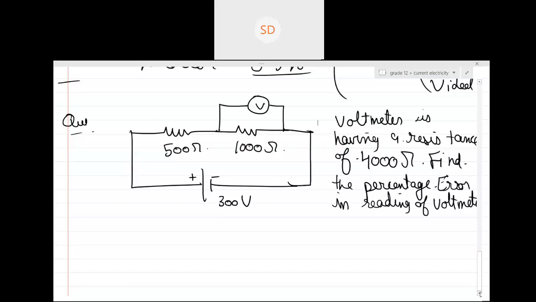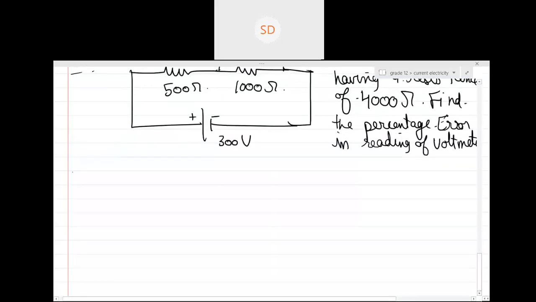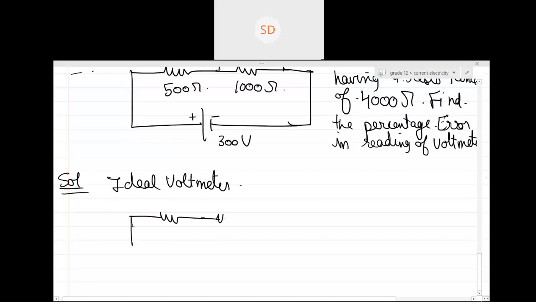Shall we go, guys? It may involve a little bit of calculation. First of all, what will you do? How do you find out the percentage error? First, you find out if it would have been an ideal voltmeter, what would have been the reading? If it would have been an ideal voltmeter, then all of the current would have passed through this 1000 ohm, right?